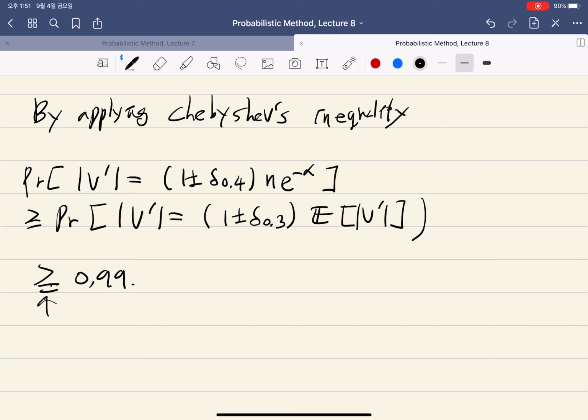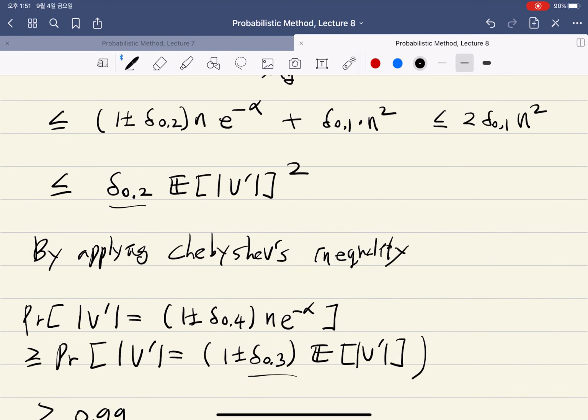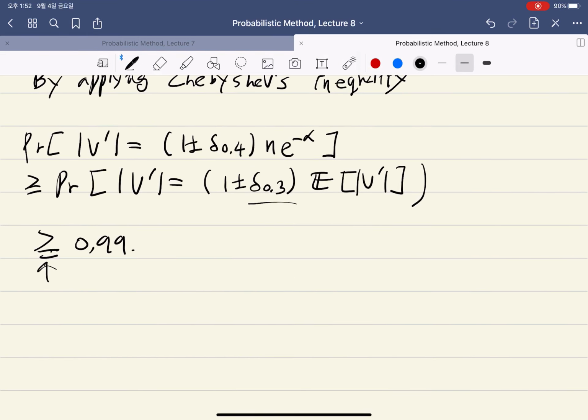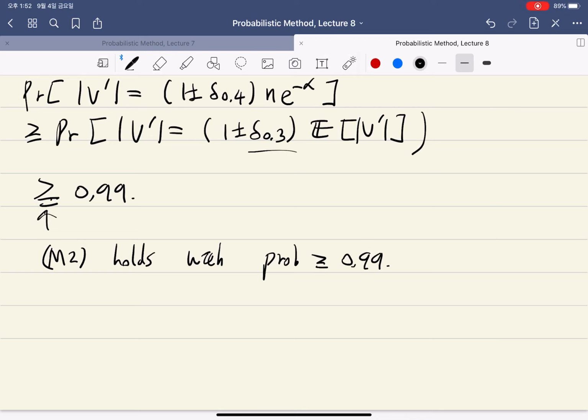Again, for this to happen, we can figure out the relationship between these two. Probably 0.03 over 100, say over 1000, and delta sub 0.2 is much smaller than that, then this would hold. Anyway, we can show this. So we conclude that M2 also holds with probability at least 0.99. Now we need to show M3. So we will prove M3 holds with probability at least 0.99 in the next video.